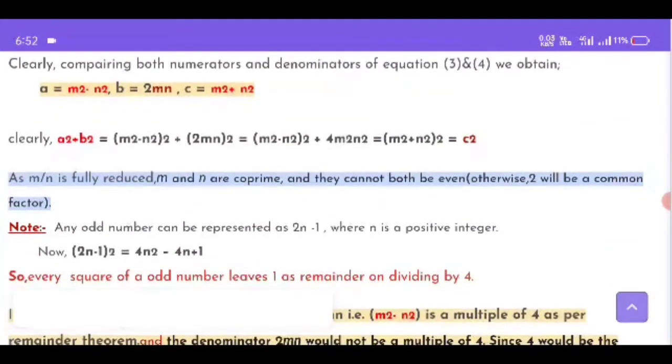And as m by n is fully reduced, m and n are co-prime. They cannot both be even, otherwise 2 will be a common factor left there. Okay, so they can't both be even, I have proved. Another result I have to prove is that they can't both be odd either.